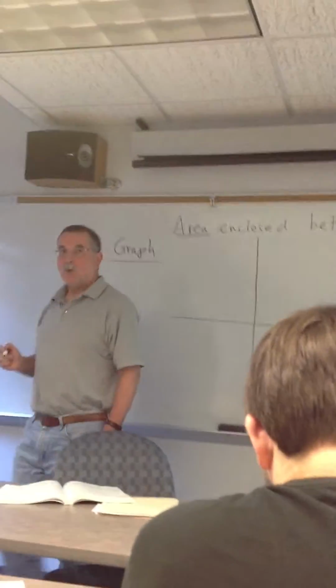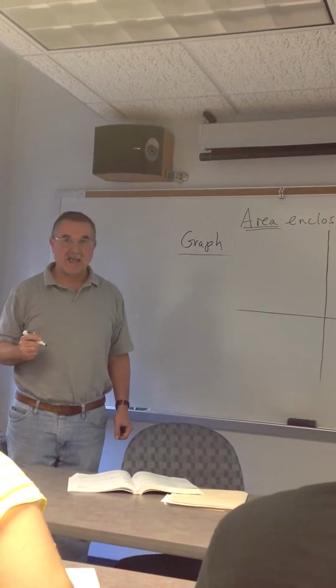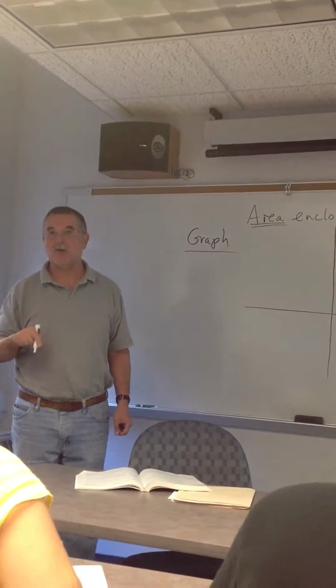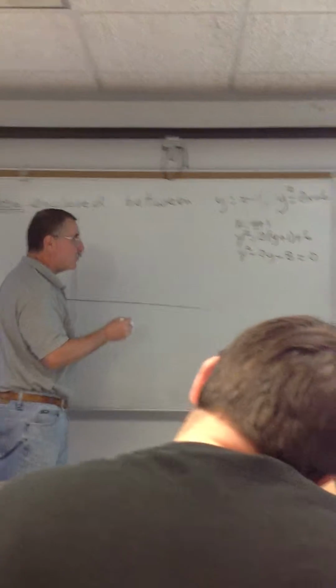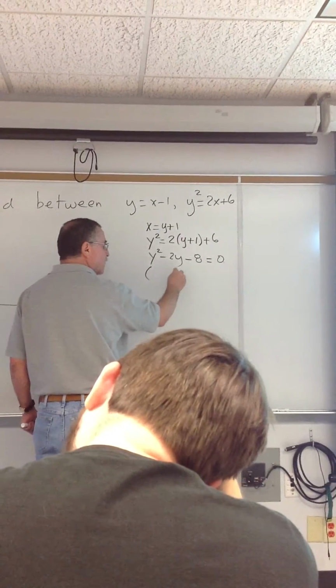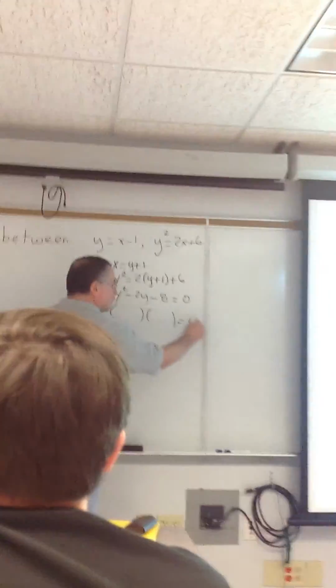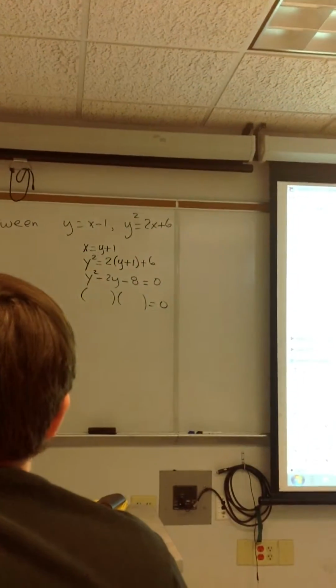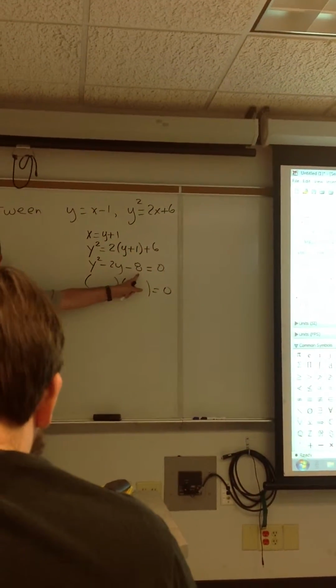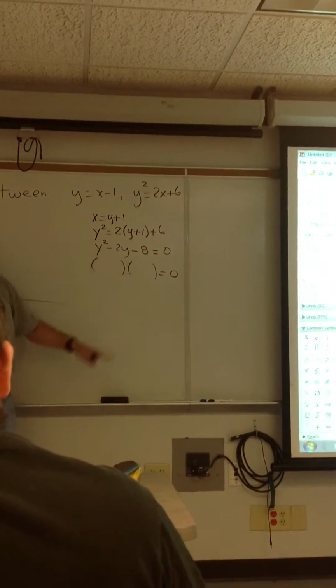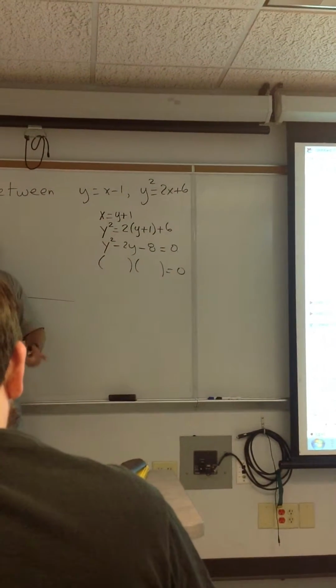So y squared minus 2y minus 8 has to be equal to 0 at the points of intersection. What values of y can I get out of this? You can use the quadratic formula, or you can just factor it. In this case, I need two numbers whose product is minus 8 and whose sum is minus 2. Minus 4 and plus 2 will do.